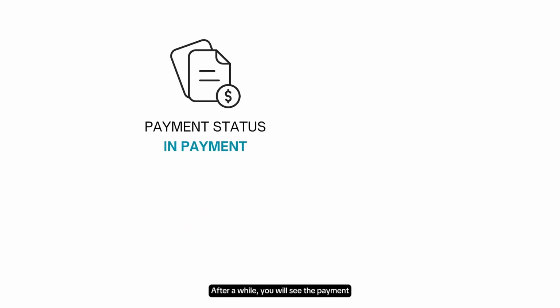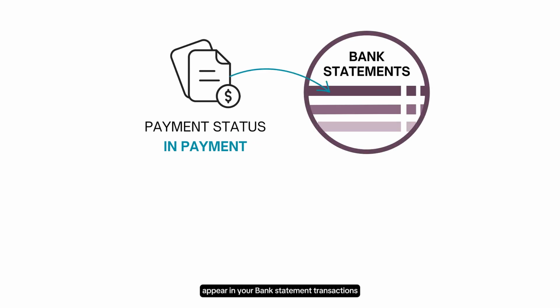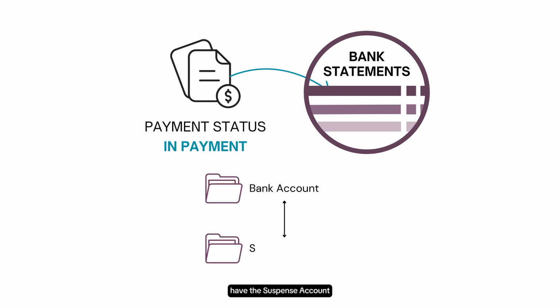After a while, you will see the payment appear in your bank statement transactions. When the bank statement is created in Odoo, every transaction in that statement is waiting to be reconciled with an open invoice or bill, a previously created payment, or another counterpart of your choosing. However, until it's properly reconciled, each transaction entry is exactly the same. On one side, we will have the bank account, and on the other, we will have the suspense account.